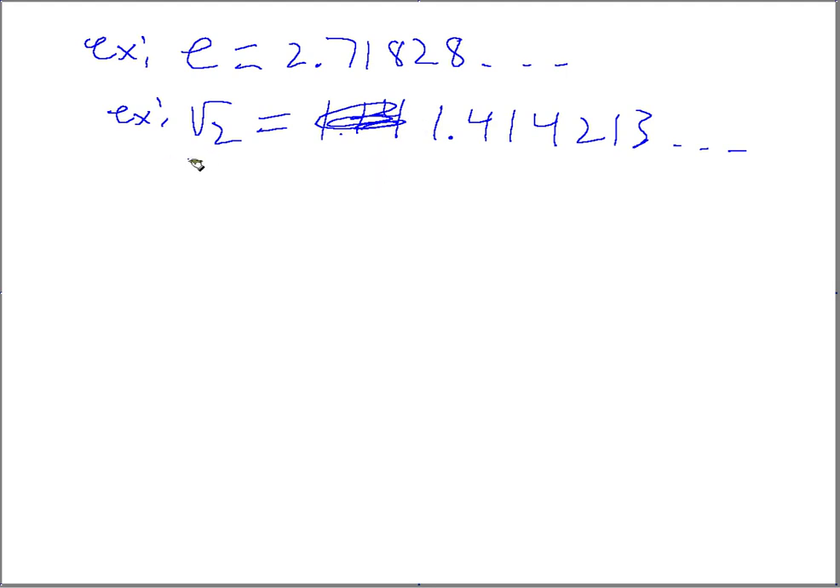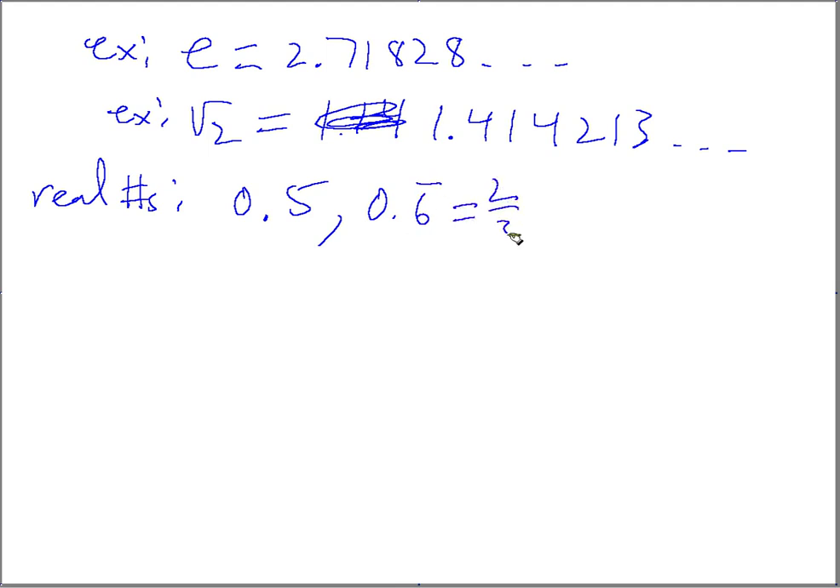So again, real numbers can be broken down, in terms of decimals, into 3 types of decimals. Terminating decimals, such as 1/2. Or repeating decimals, such as 0.6 repeating, which is going to be 2/3 in terms of a fraction. Or non-repeating, non-terminating decimals, such as the number pi. So real numbers consist of these 3 types of decimals.